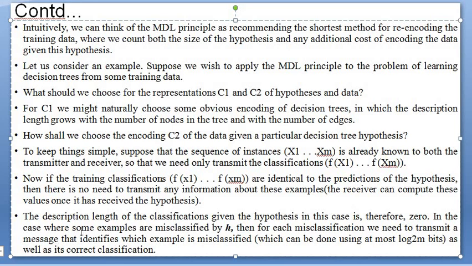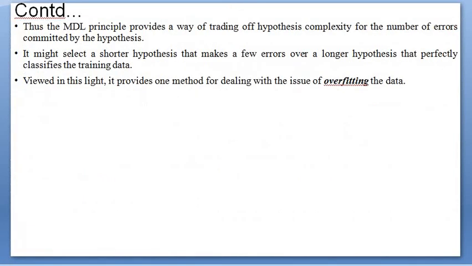In the case where some examples are misclassified by H, where H is the hypothesis, then for each misclassification we need to transmit a message that identifies the example as misclassified. So if anything is misclassified while sending, you need to send the description so that it is classified correctly.